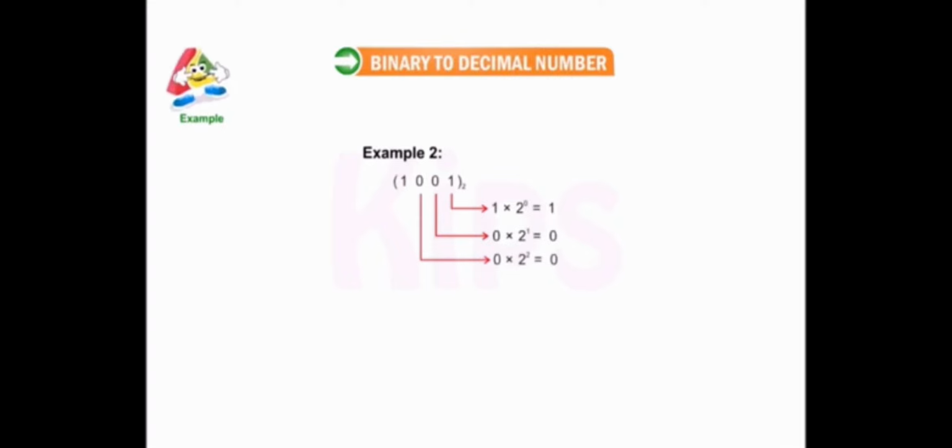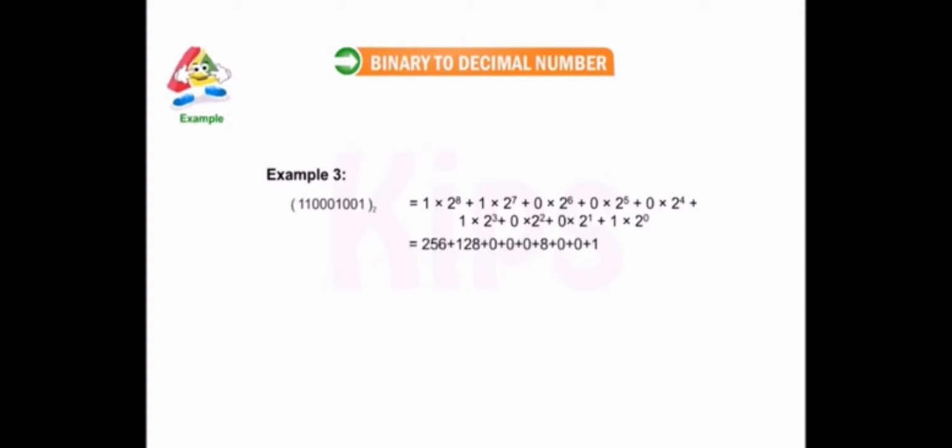Example 2. Convert 1001 in binary to decimal. From the units place we get 1. From the tens place we get 0. From the hundreds place we get another 0. And from the thousands place we get 8. Thus, 1001 in binary can be written as 9 in decimal.